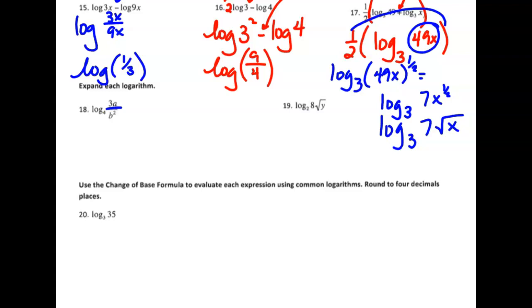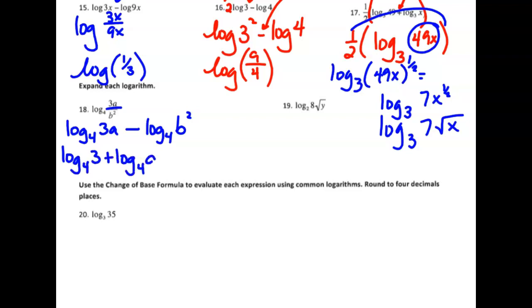So expanding, the first thing we're going to do is pull apart the division. So log base 4 of 3a minus log base 4 of b squared. Then we can pull apart our multiplication of the 3 times a to log base 4 of 3 plus log base 4 of a. And then we are subtracting log base 4 of b squared. Our powers move to the front of that. So 2 times log base 4 of b.